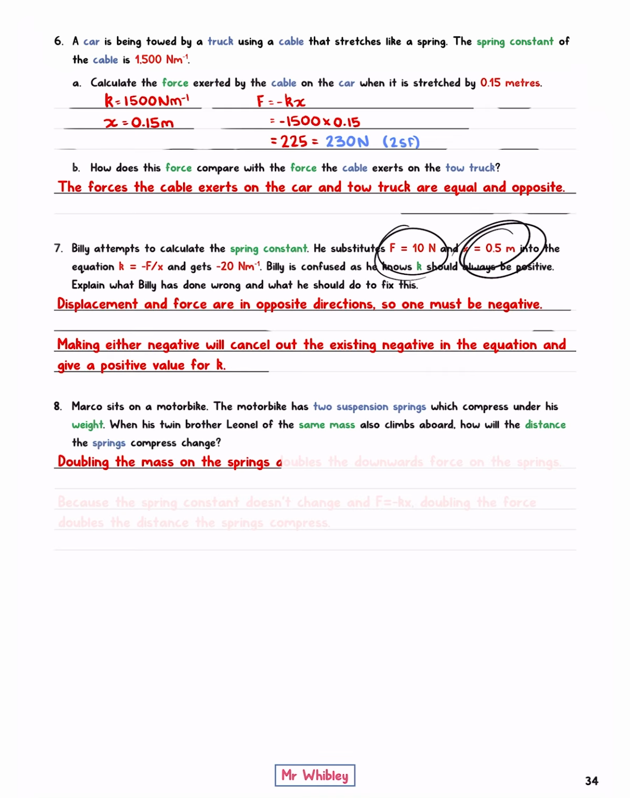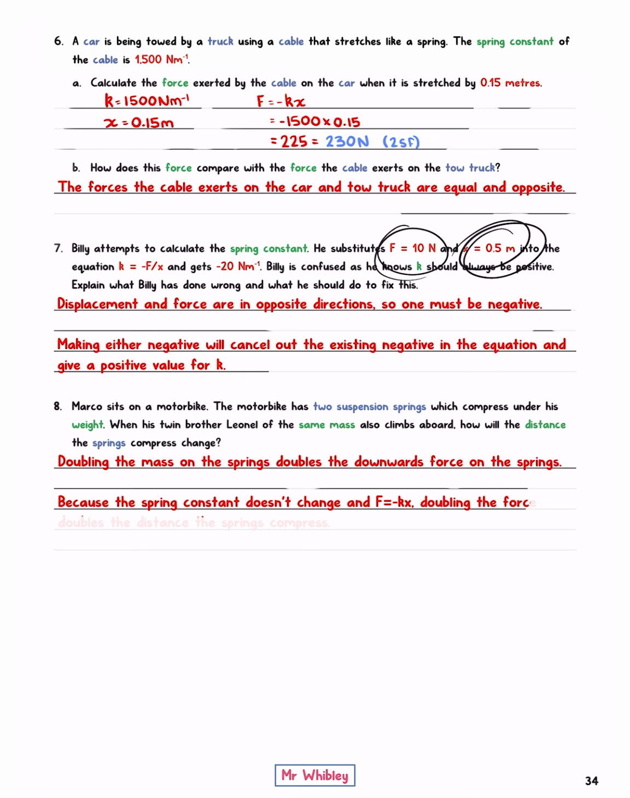Doubling the mass on the springs doubles the downwards force on the springs. Because the spring constant doesn't change and the force is negative kx, doubling the force doubles the distance the springs compress. That is to say, if our spring constant doesn't change and we double the force, our x must double as well.